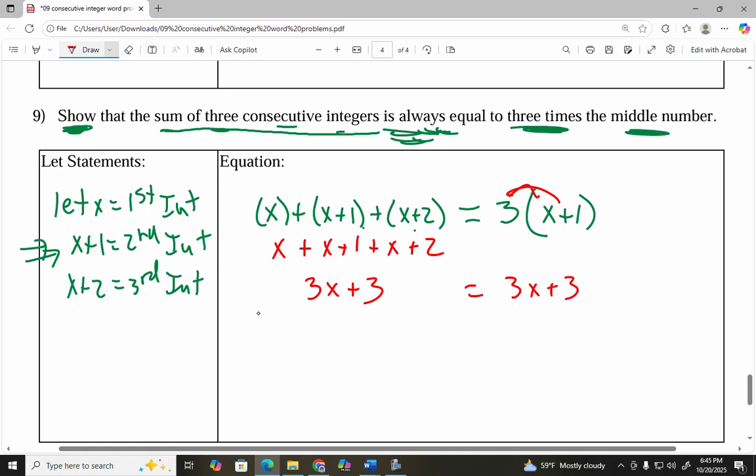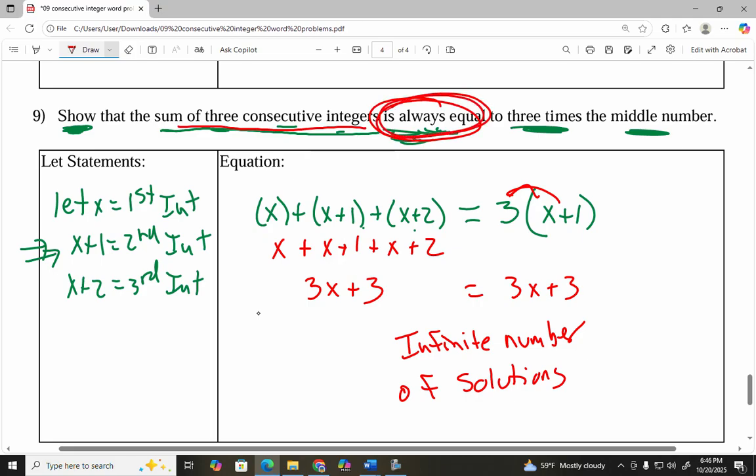Guess what? This is an equation that has an infinite number of solutions, right? If this has an infinite number of solutions, didn't I just prove that the sum of 3 consecutive integers is always equal to 3 times the middle? Right? It always is. There's an infinite number of solutions here. It always, always, always works.